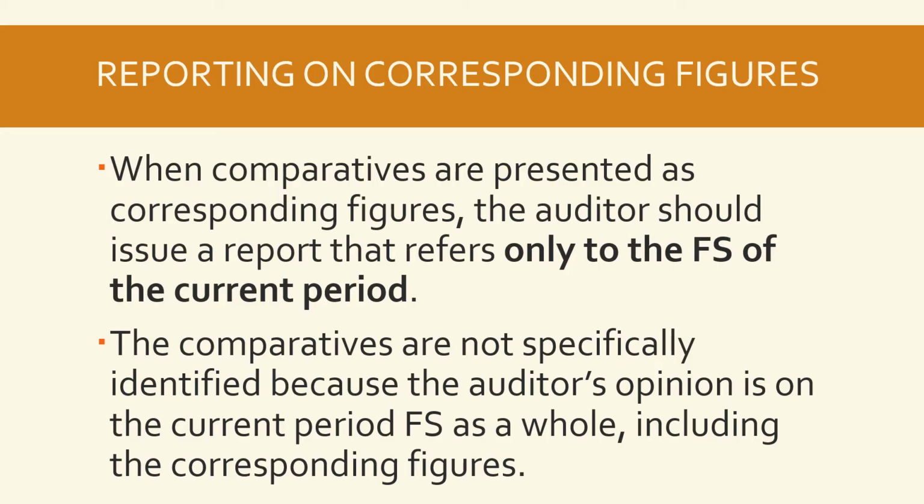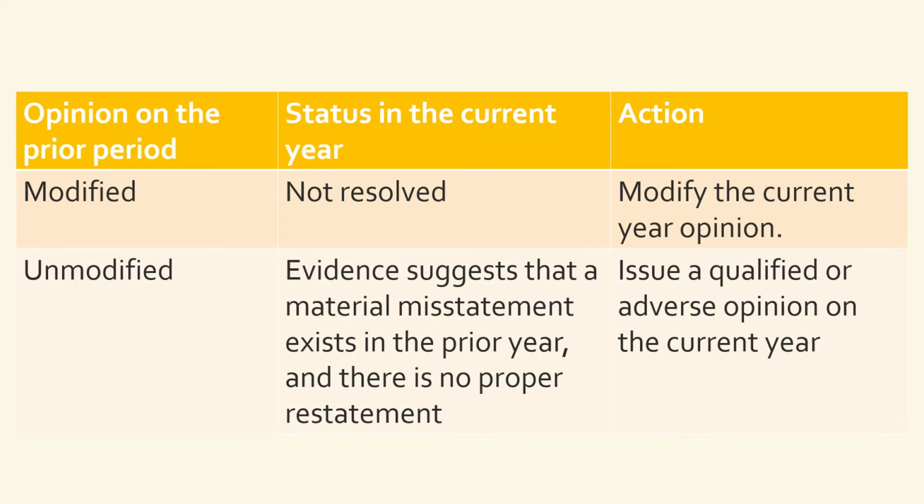However, when you talk about reporting for comparatives, in the case of comparative financial statements, the auditor will have to give an opinion for each period that is presented. Okay, now going back to corresponding figures, because we are saying that the corresponding figures are an integral part of the current period, whatever is the status of the corresponding figure also affects the status of the current period. What do we mean by this?